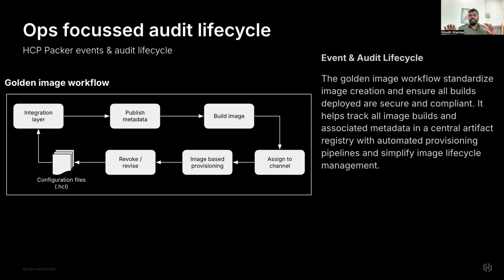Using that channel, the image-based provisioning will happen, and then the lifecycle kicks in, where you either revise the image, keep the end of lifecycle on or off, depending on how you're going to use it, and then make the changes in the configuration files, and the lifecycle continues. The golden image is a classic example we have seen a lot of our customers use. It is essentially a pre-configured, tested, and secured virtual machine image that organizations use as the base for provisioning new systems. This workflow helps ensure that all builds deployed within an organization are consistent, secure, and compliant with the organization's standards.